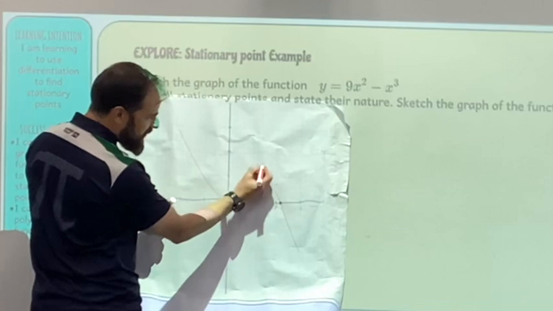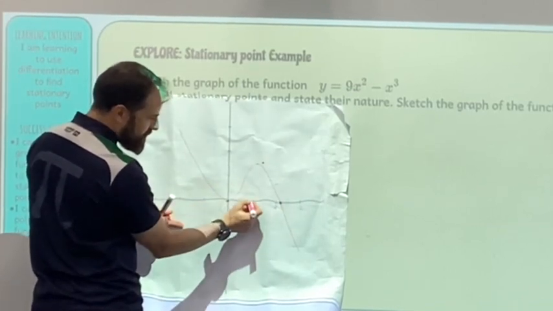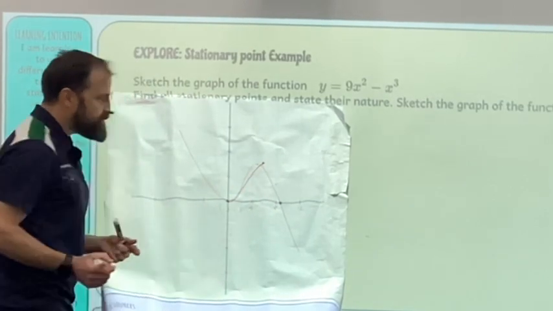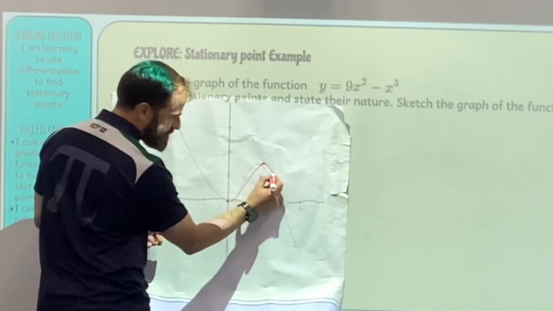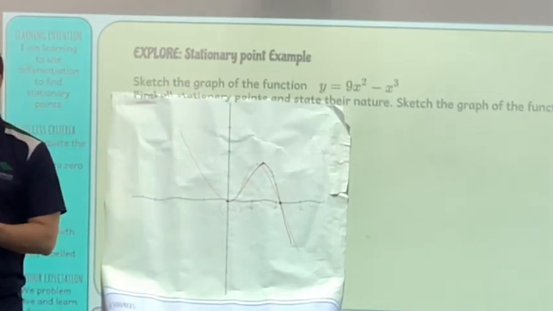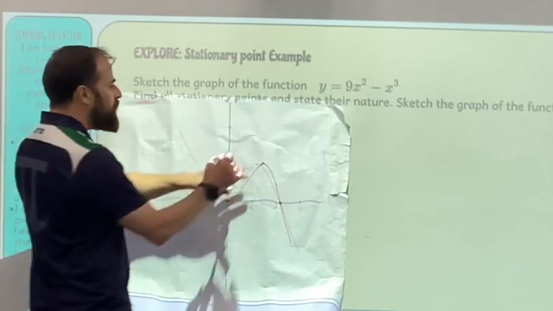That was 4, that was 8. I probably should have moved it over a little bit. Should be about there. Make my graph a little bit better. Have I found the stationary point? Why not? I need the y coordinate.